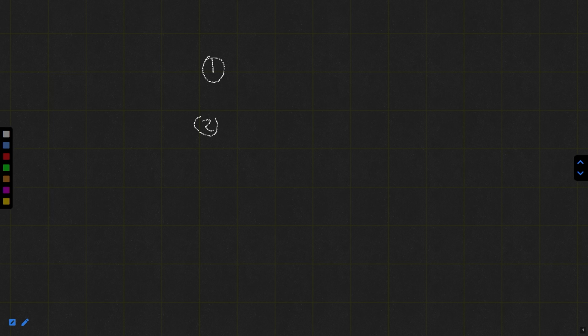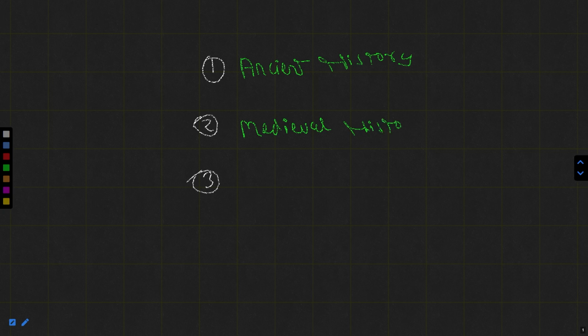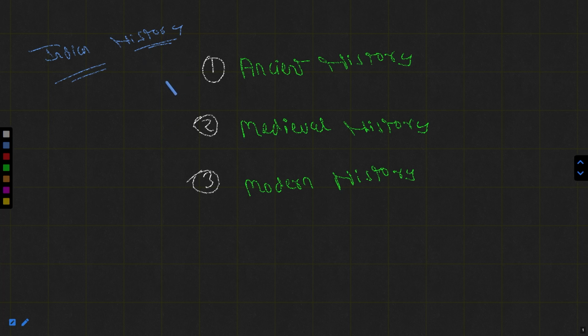So students, we are learning about general awareness and basically we are discussing the medieval history. In Indian history, we have three parts. First is ancient history. Second one is medieval history. And the third one is modern history. So these are the three parts of Indian history. Let me write them down here.